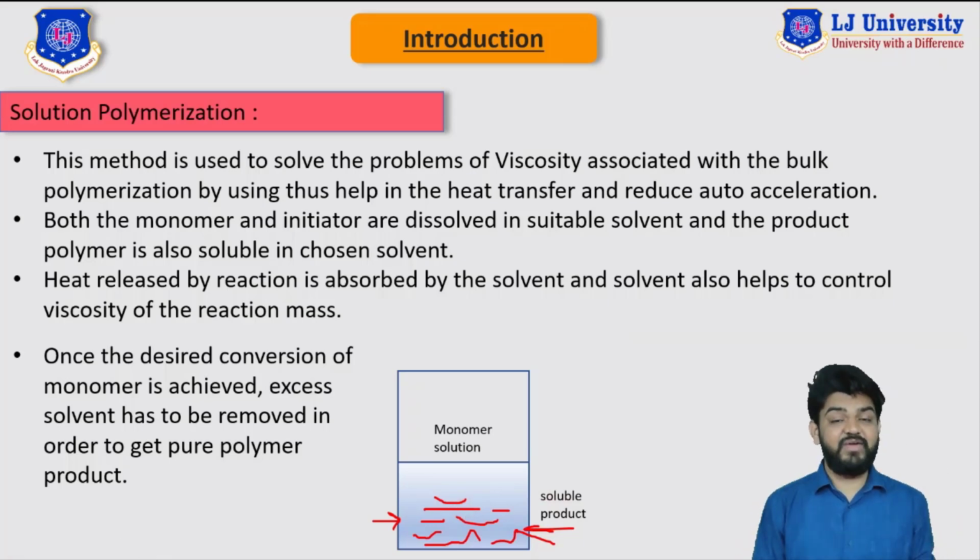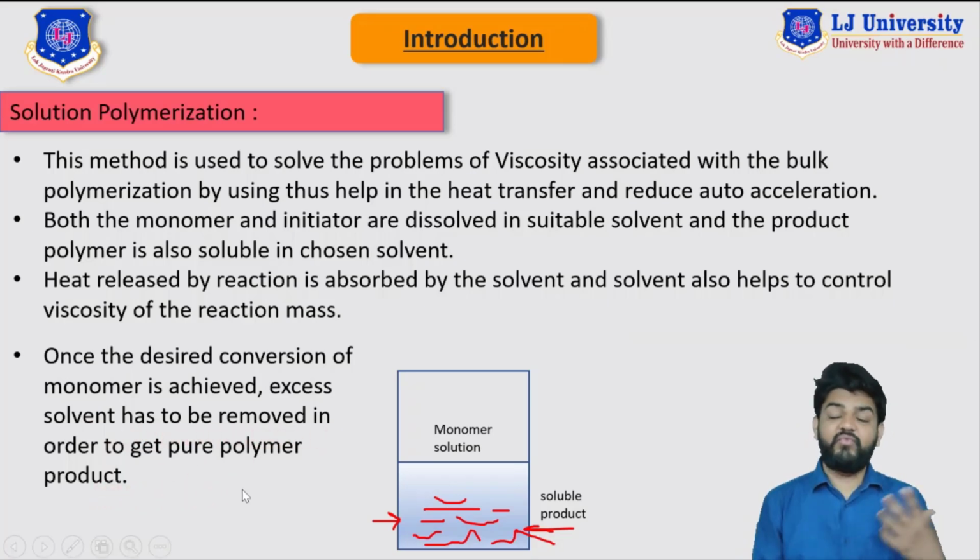And ultimately we can easily agitate or stir this entire mixture, and it will also help in the mass transfer operation as well. So now you can see here that once the desired concentration of the monomer is achieved, the excess solvent has to be removed in order to get pure product.